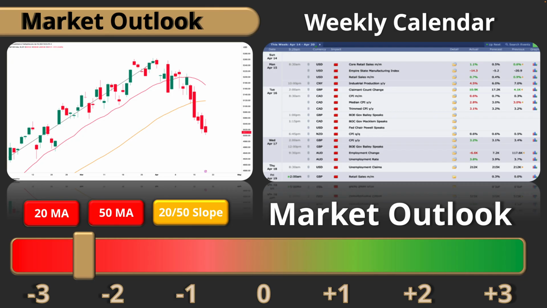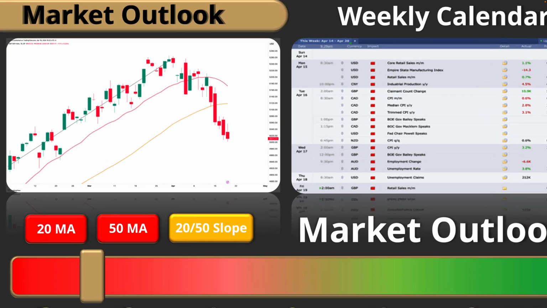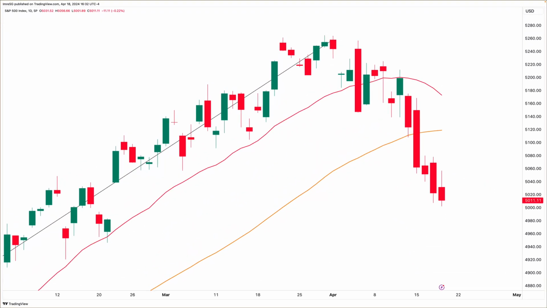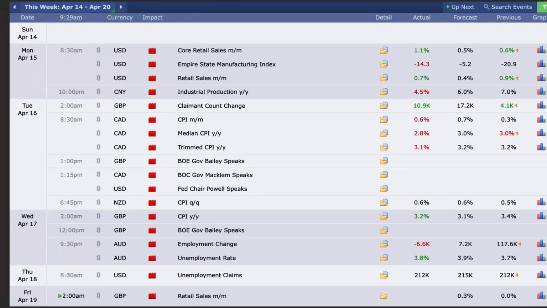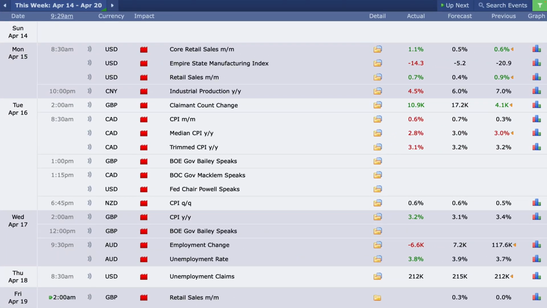Now our market outlook, I have it here as like a -2.5. So if we look at this chart of the S&P 500, we can see that the 20-period moving average's slope has started to curl downwards, and the 50-period moving average is still neutral, right? So I'd say another day of selling or so, and we might get that -3. So we've been saying for a while now that the market is going to change. It's just going to take time, and well, here we are. Now, as far as news events go, Friday morning, early morning, we're going to have retail sales come out of the UK, and that's pretty much it.